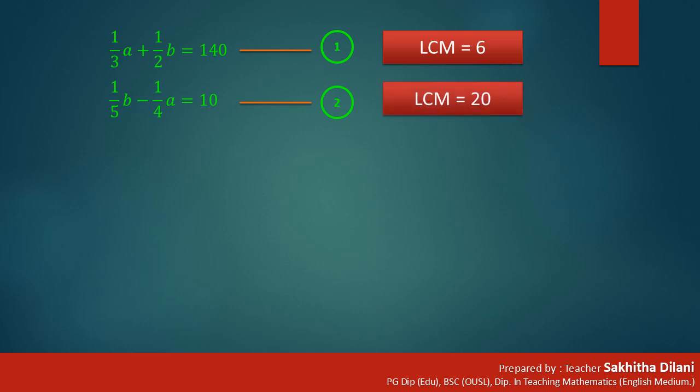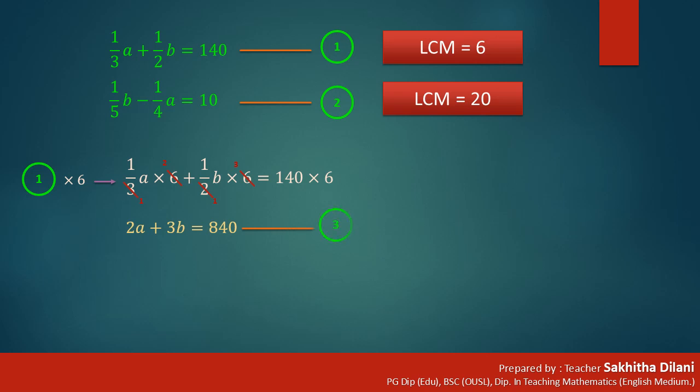Now, you have to multiply the first equation by 6 and the second equation by 20. Now, let's multiply the first equation by 6. You have to multiply all the terms by 6. You can see that some terms get cancelled. Then, we have the equation 2a plus 3b equals 840. Let's name it as third equation.